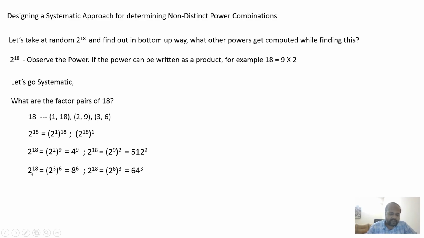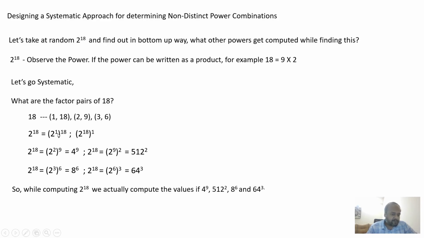as 2 power 18. So while computing 2 power 18, we end up computing the values for 4 power 9, 512 power 2, 8 power 6, and 64 power 3, right? That's what we end up getting. So now you know why I didn't give much attention to this one, right?